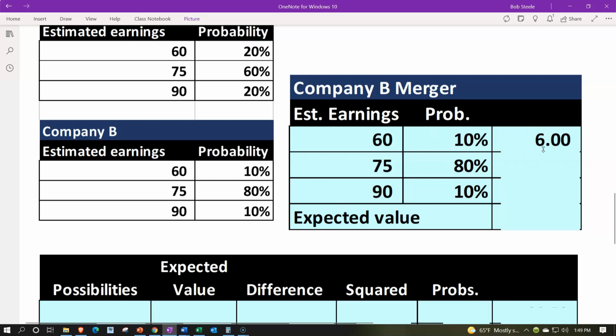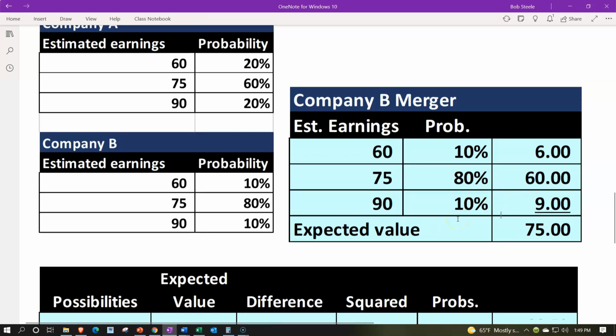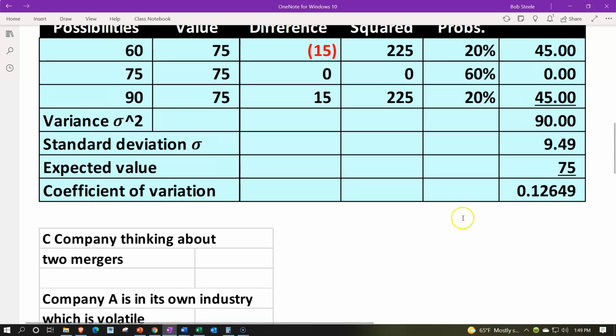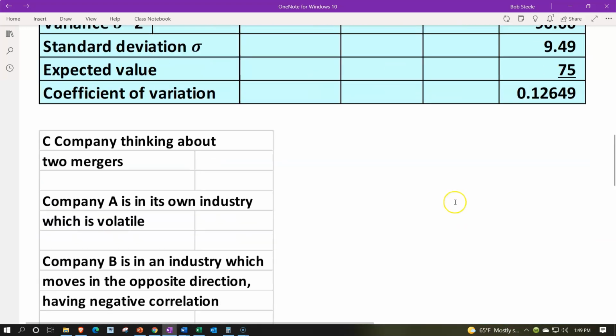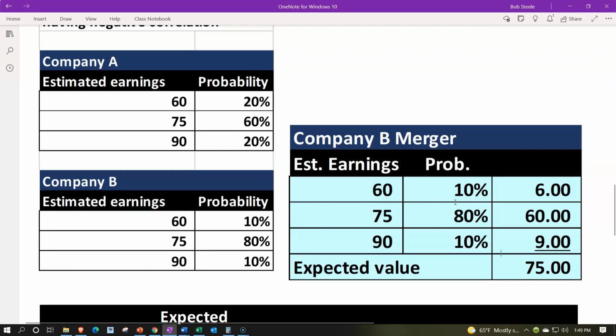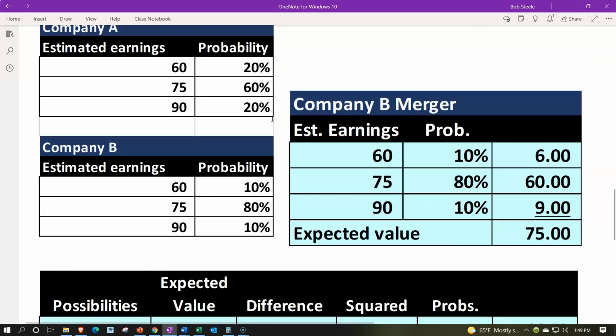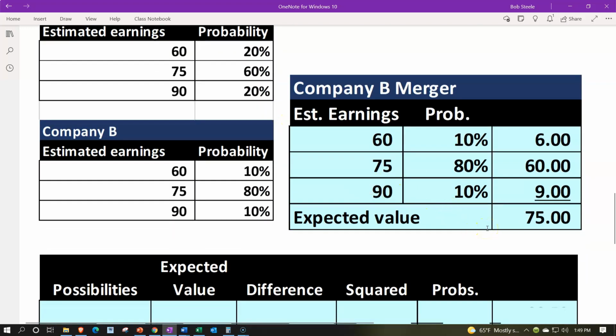The 60 times the 10% would be 6, 75 times 80%, 60, the 90 times the 10%, 9. The 9 and 6 give us once again 75. So we get to that same 75 number, which is the expected value, the same number we got up top. So when we're looking at these two options and ask what we think is going to happen based on our analysis, we have the same expected value between the two. So just based on that, it wouldn't matter if we merged with A or B.